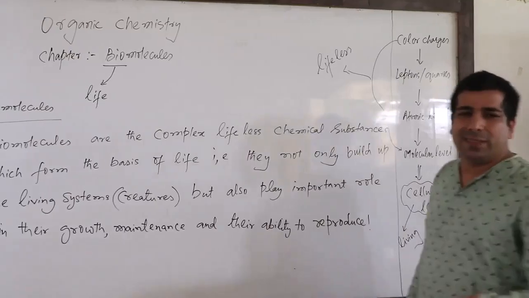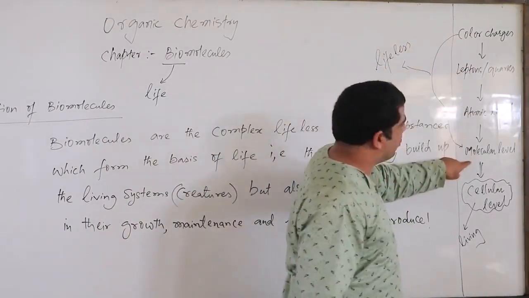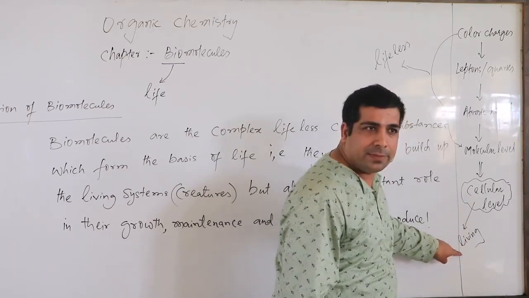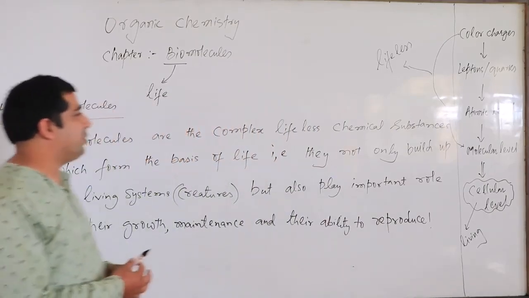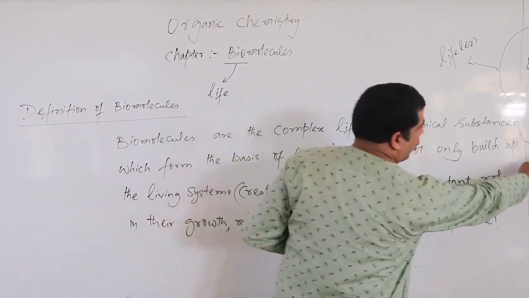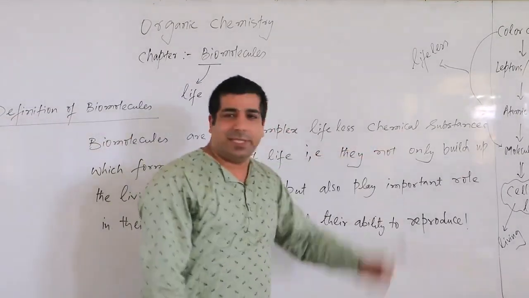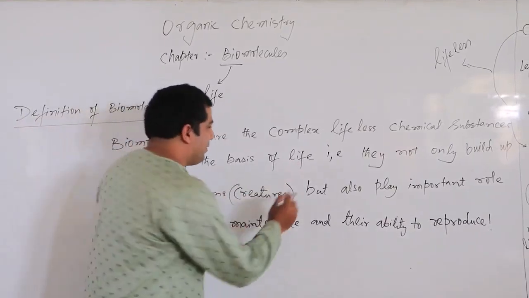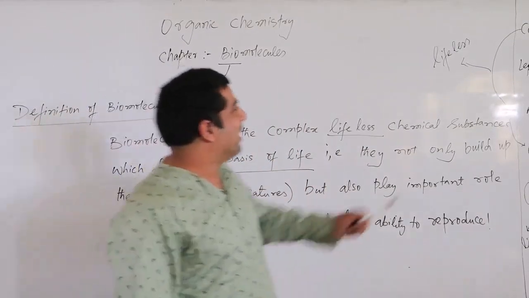So what does it mean now? It means very simple: life starts from lifeless substances. These are all lifeless substances up to the molecular level, and after the molecular level you shift to the cellular level, that is the cell, which is living. That means the living comes from the lifeless. So let's move on to the definition. Biomolecules are the complex, lifeless chemical substances, because I told you that molecules are basically lifeless. Means they don't have life, but they form the basis of life. So you are moving from lifeless to life. So life comes into existence from the lifeless.